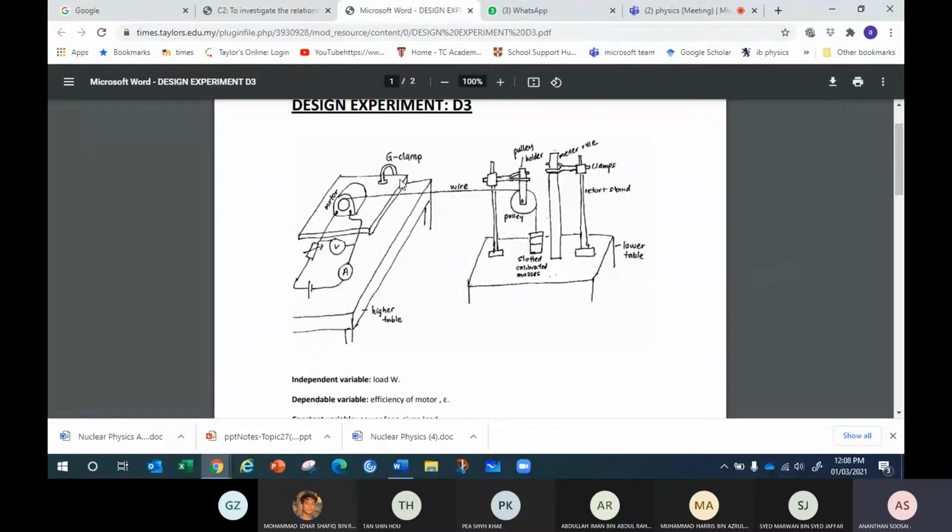In addition, for the time interval for it to rise, you can use light gates. Two light gates connected to an electronic timer instead of a stopwatch. So I hope you have this idea in your mind when you think about this question. Must have current, ammeter, voltmeter to find the input power, and mgh over time to give your output power.